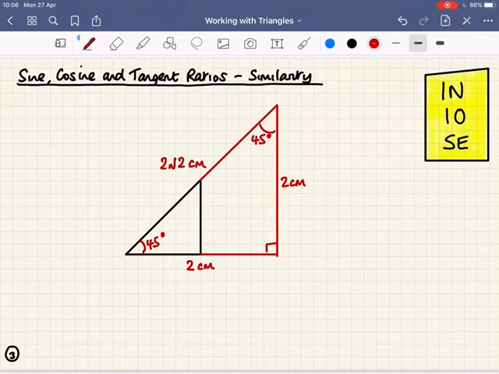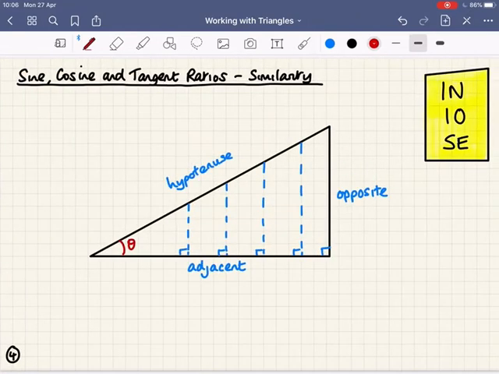So with similar triangles, the relationship between the size of the sides stays the same when the angles are the same in the triangle. It doesn't matter how big the triangle is in terms of its enlargement. If the angle stays the same, the relationship between the adjacent, the opposite and the hypotenuse will always stay the same. And these are encapsulated in our three trig ratios.